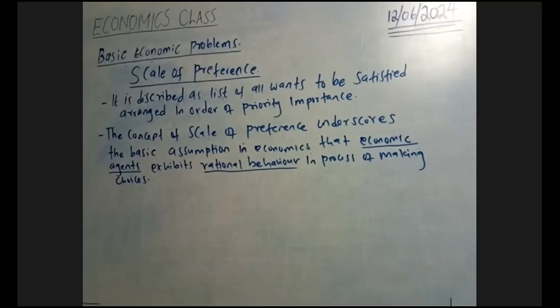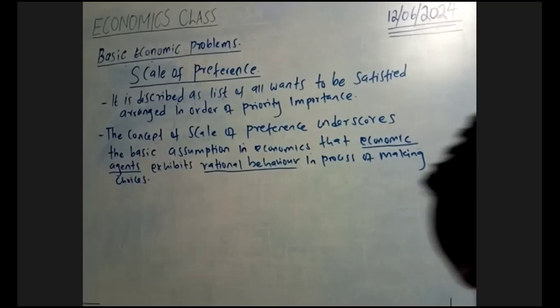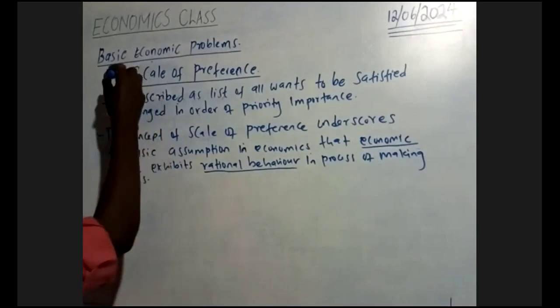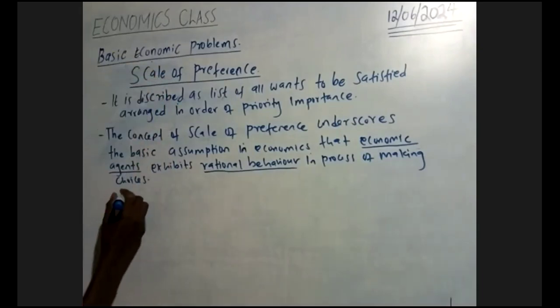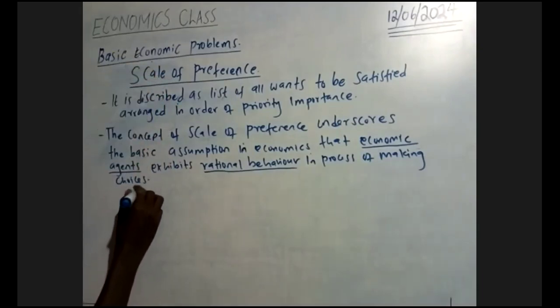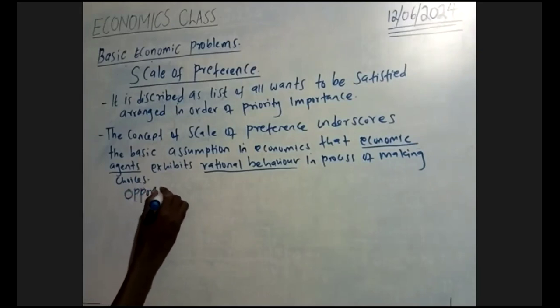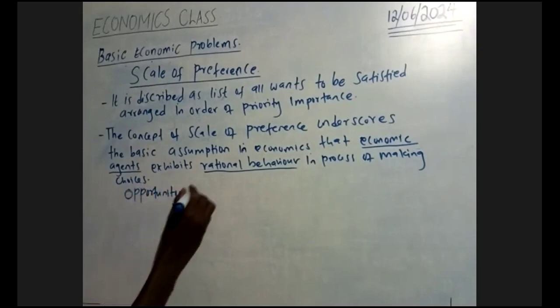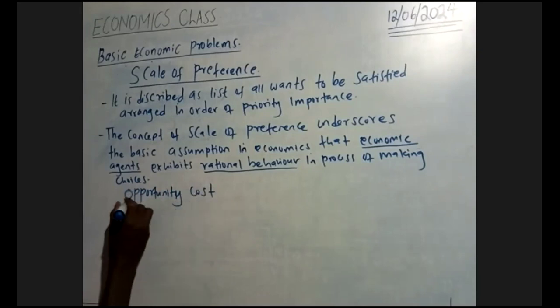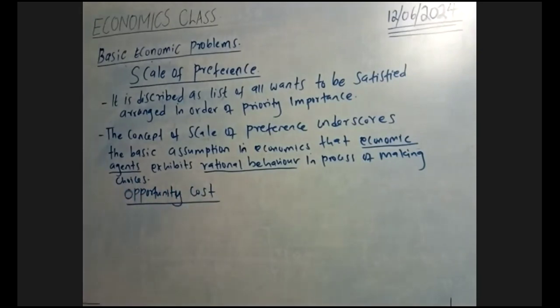So that is all about the scale of preference. This is where we tend to list all our wants in order of their priorities. Number two, the next economic problem is opportunity cost.